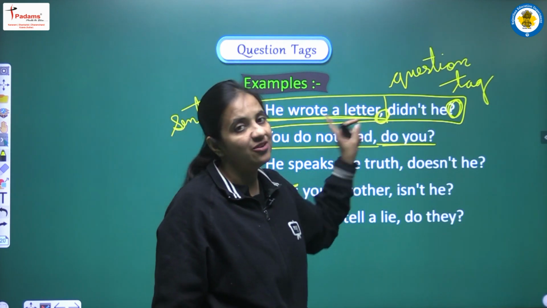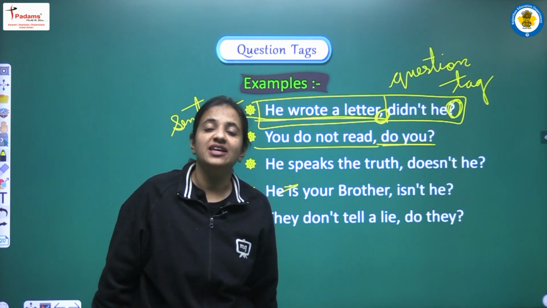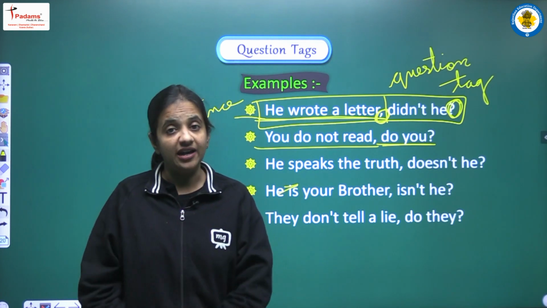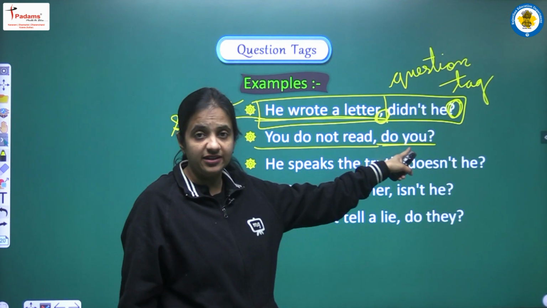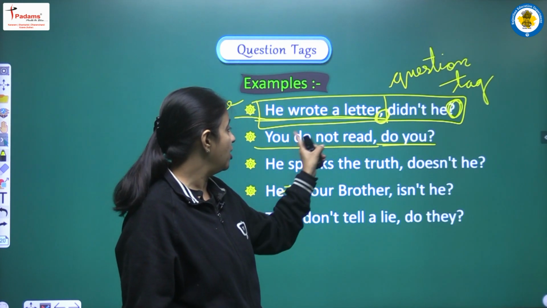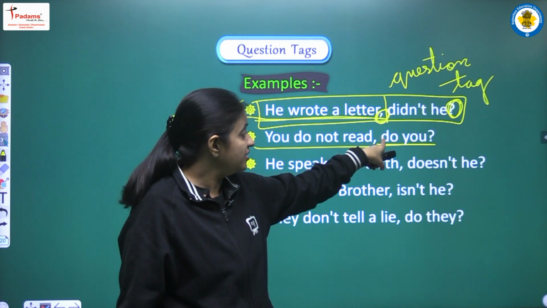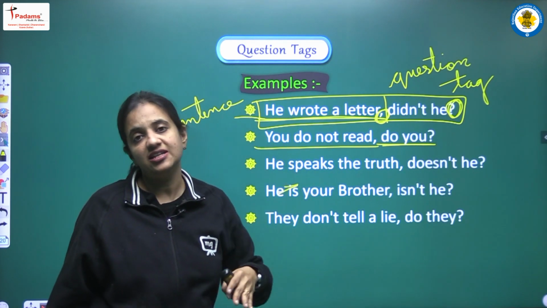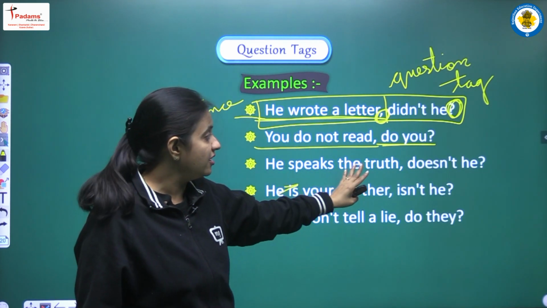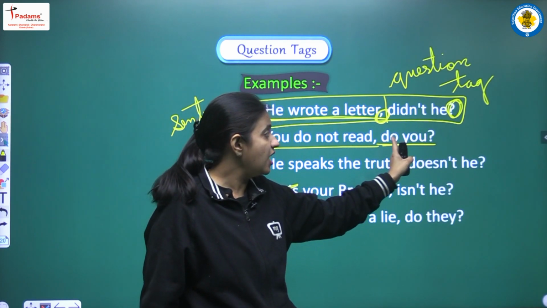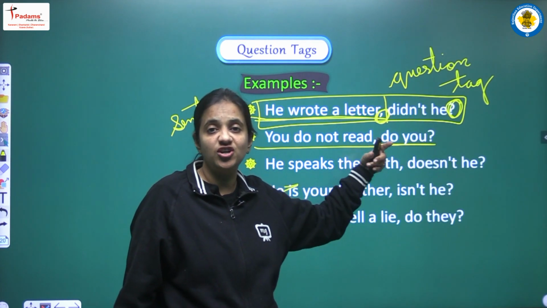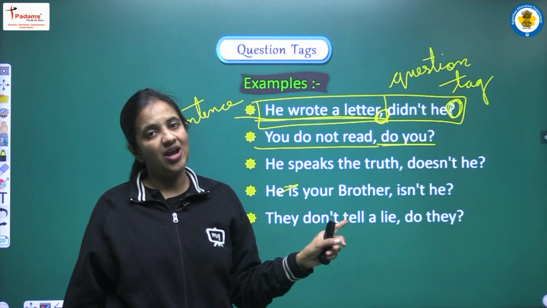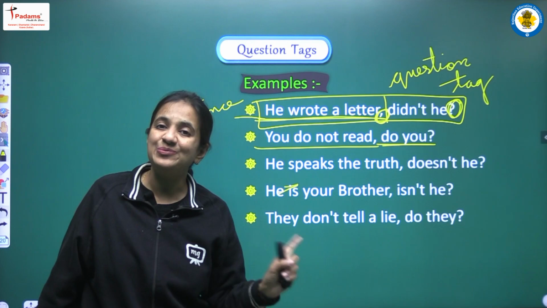So in this manner we have to form a question tag, and add it after the end of the sentence. In our examination, we will see only the sentence, right? Only this much we will have, you do not read, and after read we have to add the question tag. We will discuss all the rules, but right now, just to understand what a question tag actually looks like. So yeah, this is the question tag, and in this tag we have to use an auxiliary verb and a pronoun.